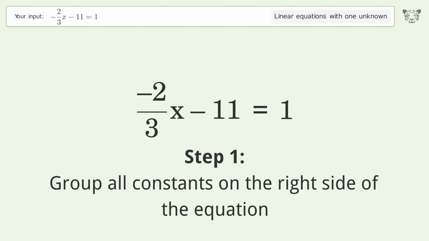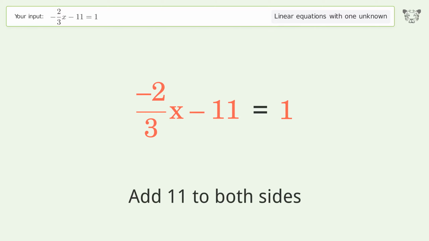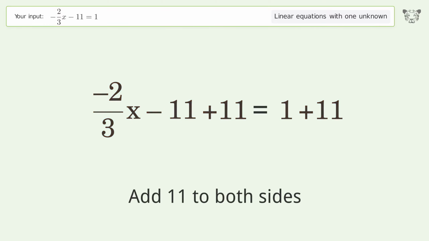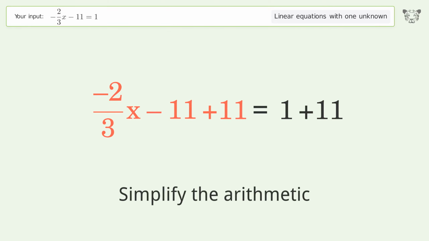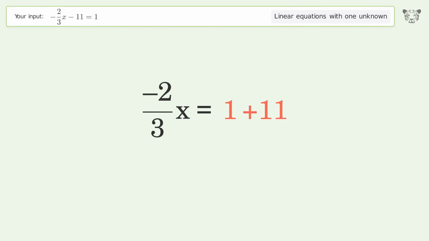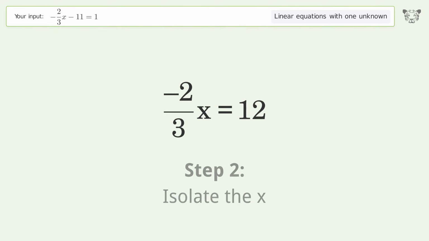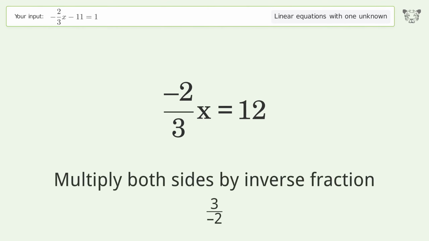Group all constants on the right side of the equation. Add 11 to both sides. Simplify the arithmetic. Isolate the x. Multiply both sides by inverse fraction 3 over -2.